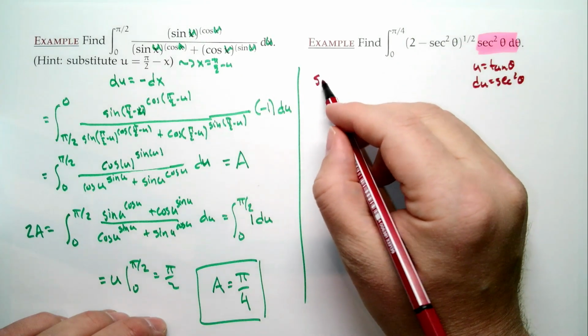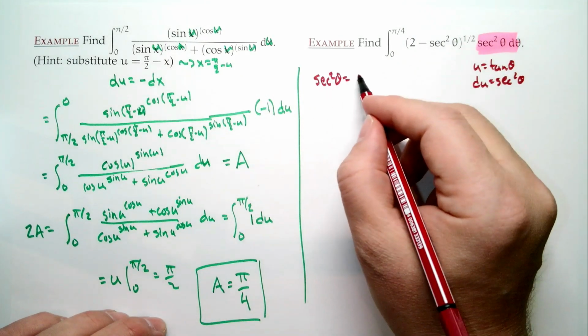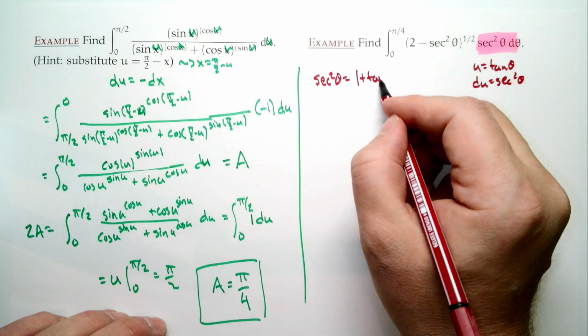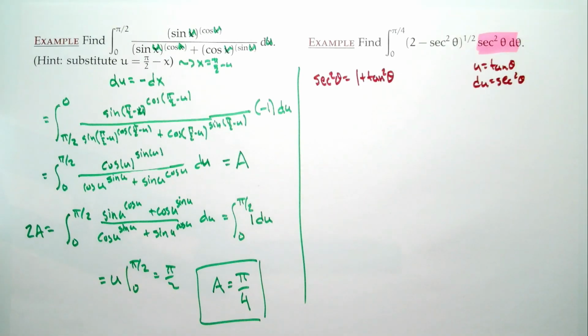So secant squared is equal to 1 plus tangent squared. That's the identity. Brought to you by the makers of cosine squared plus sine squared equals 1, because it really is the same identity. It's cosine squared plus sine squared equals 1. Divide everything by cosine squared. That's what you get. Now, how do we use it?